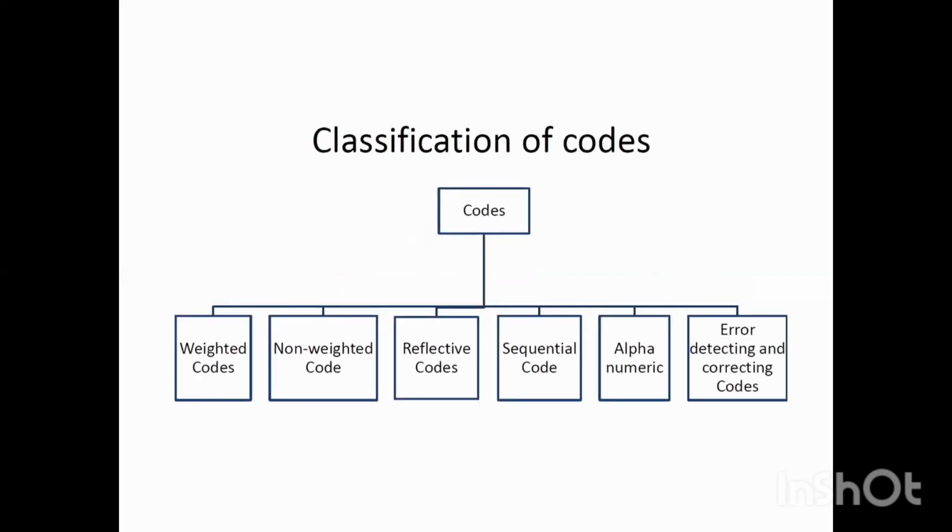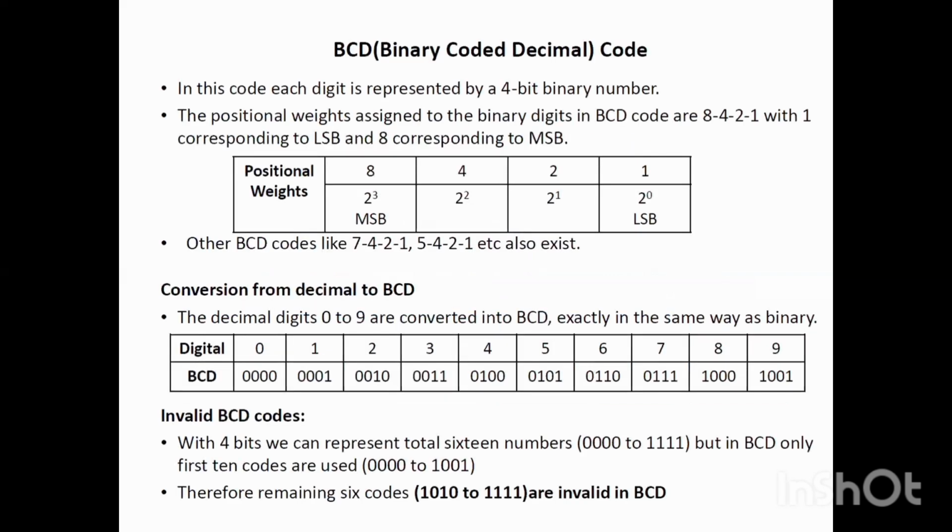The classification of codes includes weighted codes, non-weighted codes, reflective codes, sequential codes, alphanumeric codes, and error detection codes. The first one is BCD code. The BCD code describes only 10 numbers, 0 to 9. BCD stands for binary coded decimal. Each digit of a decimal number is converted to four binary digits, like 9 is converted to 1001. The maximum number is 9, 1001. The minimum number is 0, indicated as 0000.